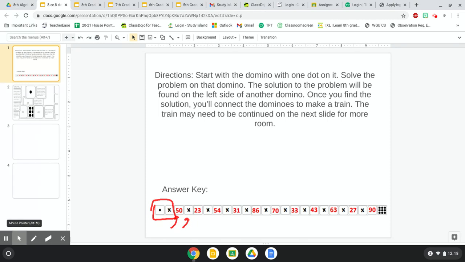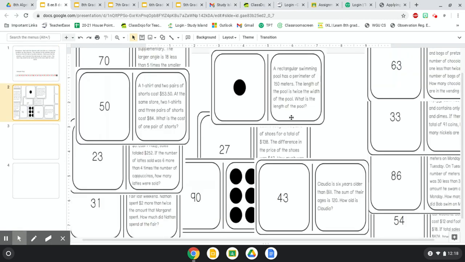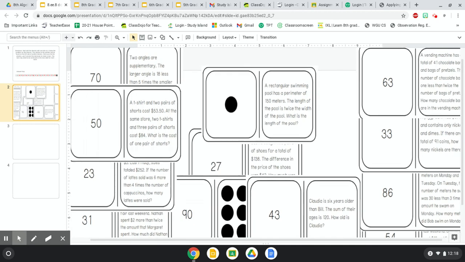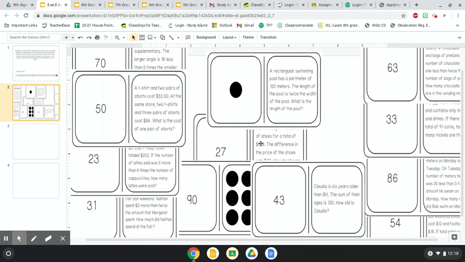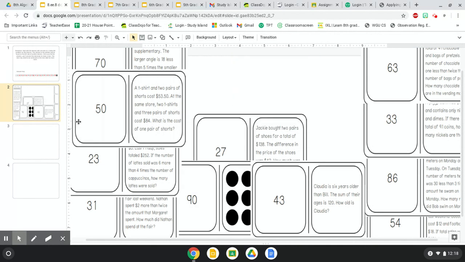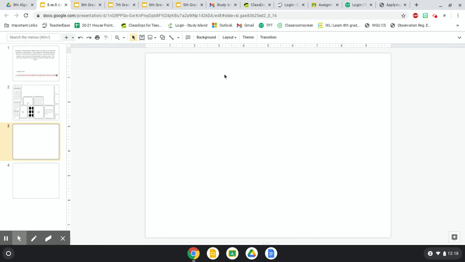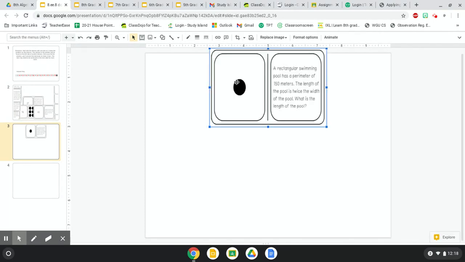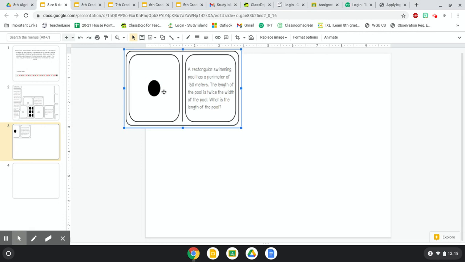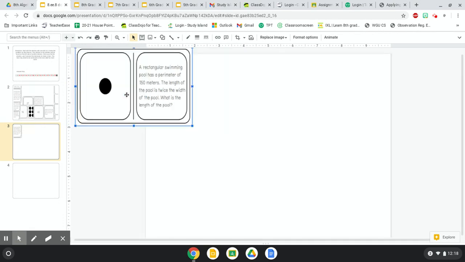So I'm going to go to the next slide. It said to start with a domino with the one dot, okay? So here's what I'm going to do. I'm going to cut it and paste it into the next slide, just so I have room to work with it, okay? And I'm going to slide it all the way over.